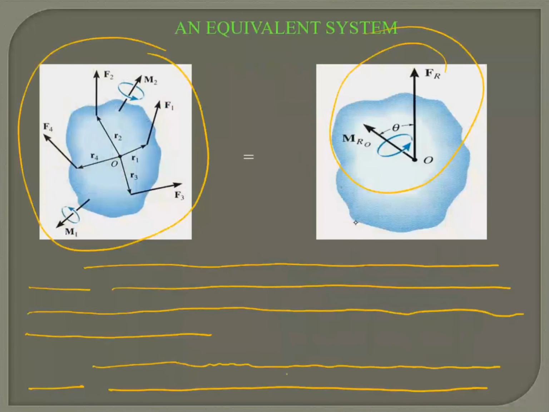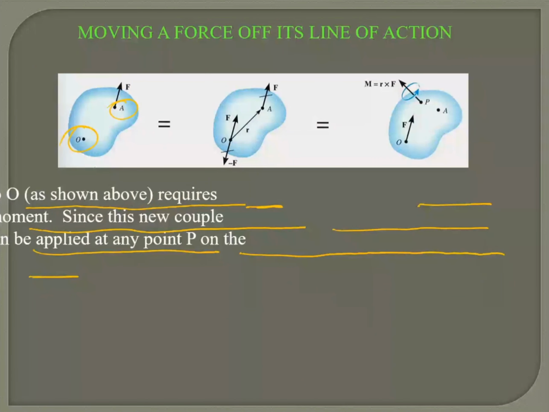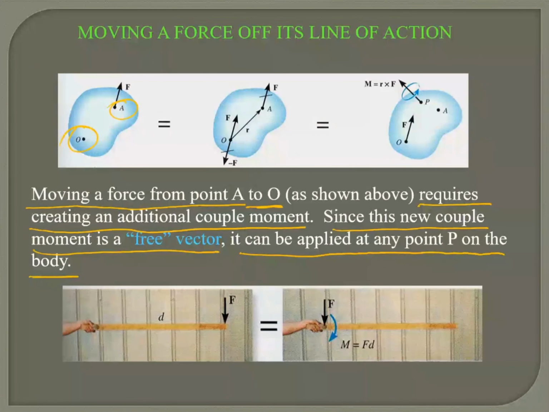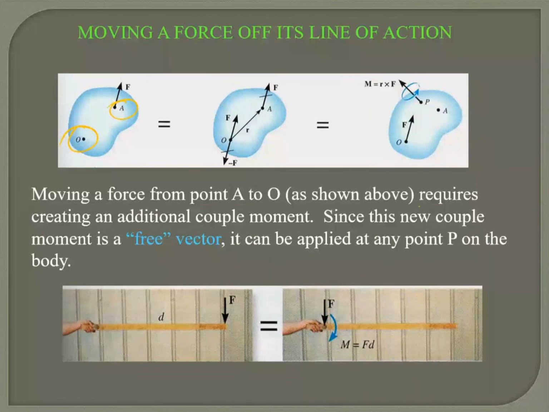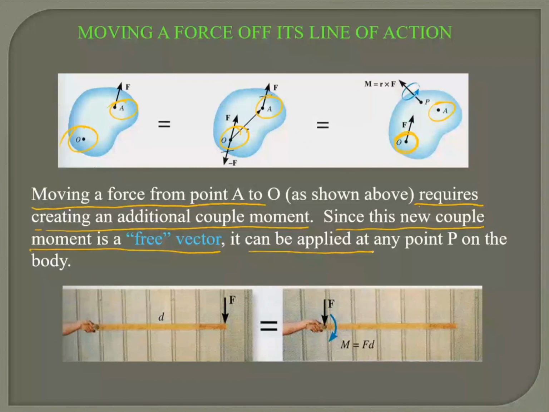So let's move and come here. Again I'll repeat: moving a force from point A to point O requires creating an additional couple moment. Since this new couple moment is a free vector, it can be applied at any point P on the body. So this couple moment you can apply anywhere you want, because it is added to make the system equivalent. Is that clear to everyone?